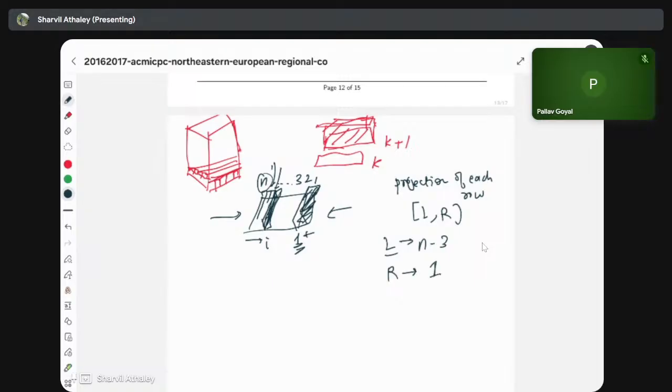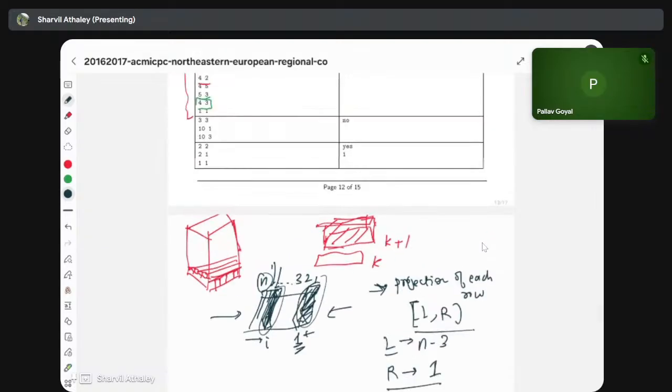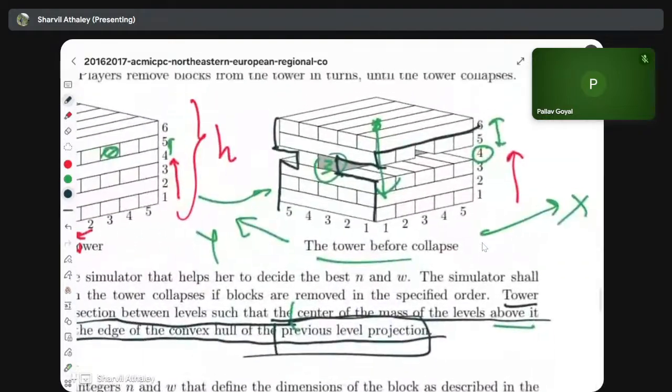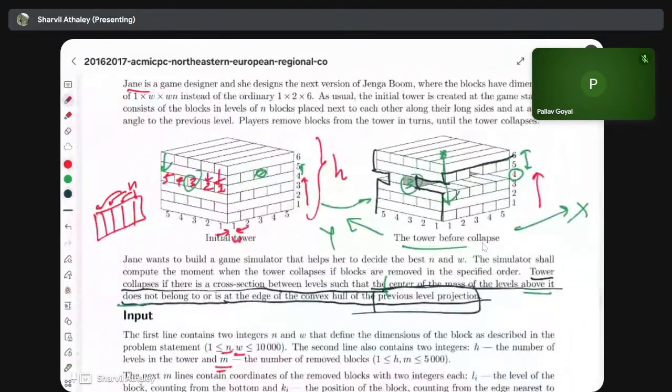So the projection of each row is characterized by L comma R. L is the first instance of the block from the left end, and R is the first instance of the block from the right end. So in this case, for the third row, our projection will be defined as, let's take L as the smaller one, so it would be 3, comma, from the right end it would be 5. Sorry, 4, because 1 was removed, right? So when this gray area is removed, it is 3 comma 4.